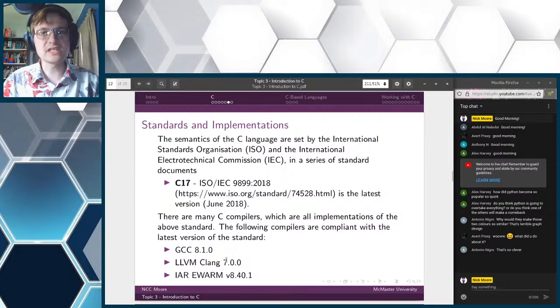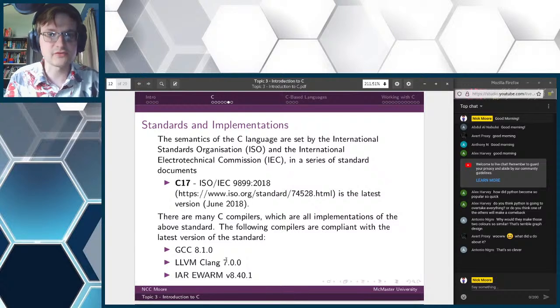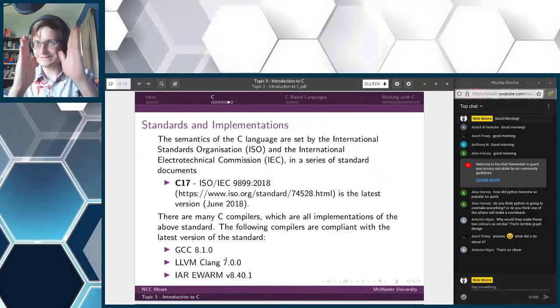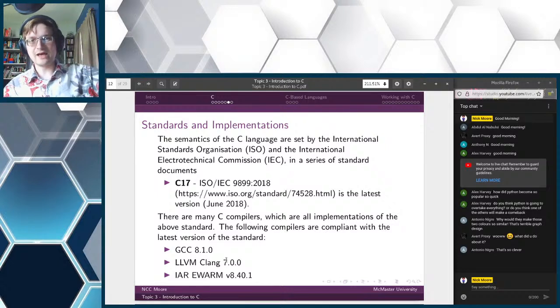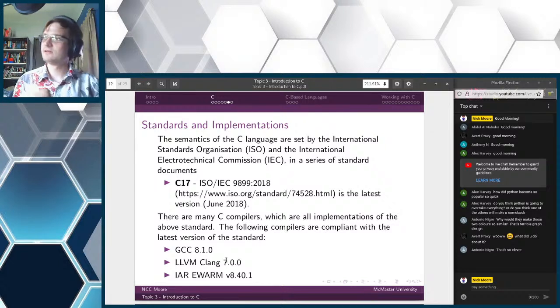Which is why you need to be doing your C programming in Linux for this class. If you don't have a Linux machine, you can always log in to the server.